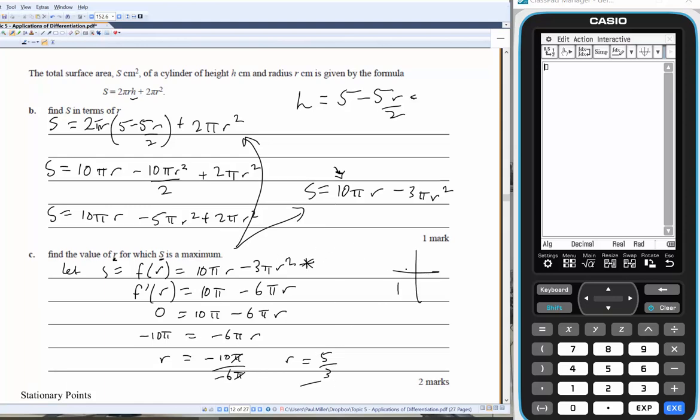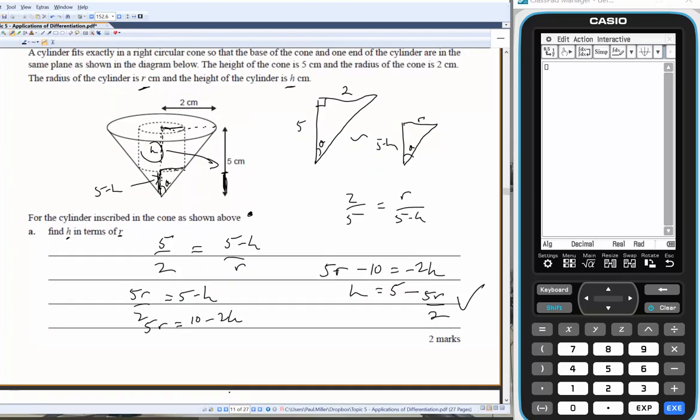And what kind of parabola? It's going to be an upright parabola. So that's the value of r, 5 on 3, for which it's a maximum. Do we need to find what that max value is? Find the value of r? No, that's all we have to do. So that would have got us the 2 marks there. So there is the famous cone of death question, and as I said, impossible if you couldn't do part A. Well, I think anyway. I can't think of any other way to do the problem.